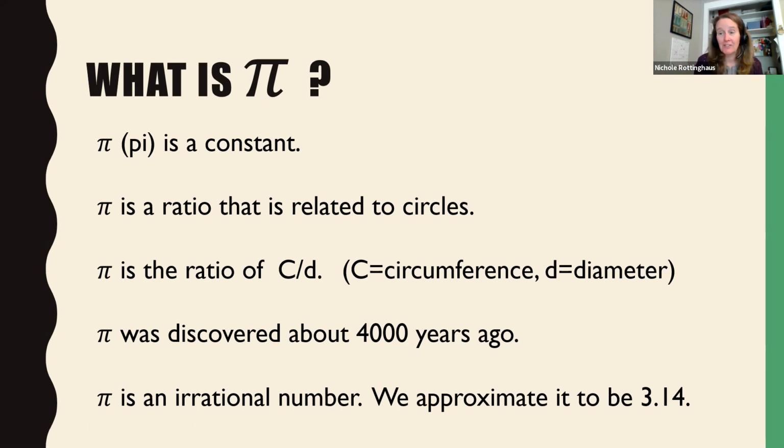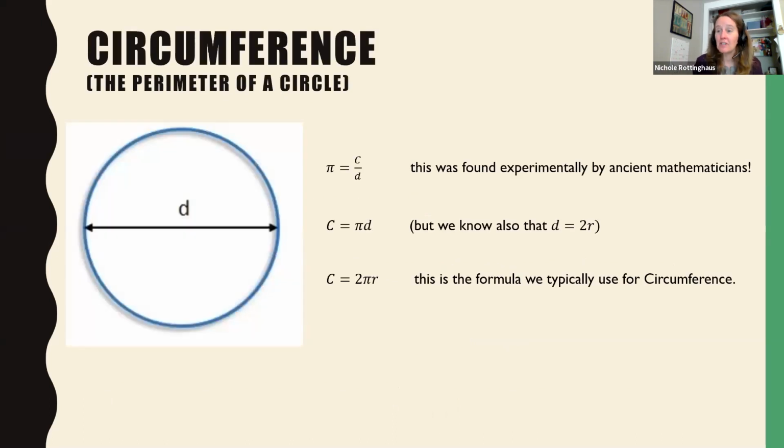And it applies also to the area of a circle, which we'll talk about tomorrow. Okay, enough about pi. So let's talk about circumference. Circumference is the perimeter of a circle. It's the distance around a circle, okay?